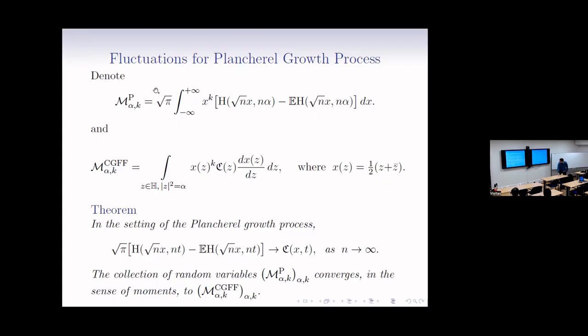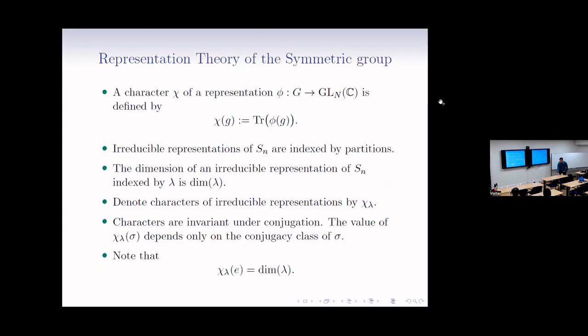Okay, so next I need some definitions from algebra. So a brief review of representation theory of the symmetric group. A representation is a group homomorphism starting from a group to a group of unitary matrices. And a character is simply taking the trace of the group homomorphism. So we are taking the trace of a matrix that depends on some group element.